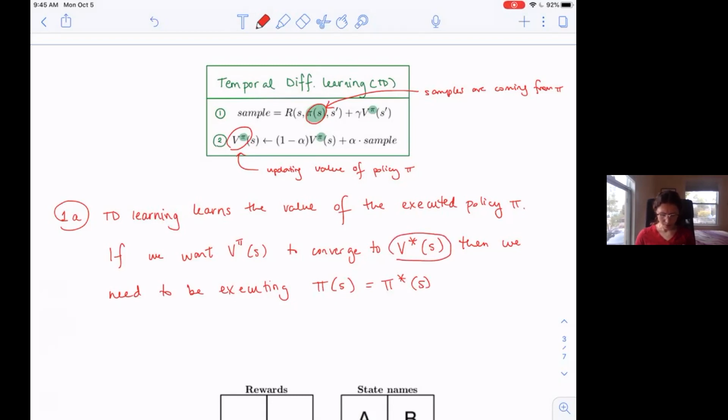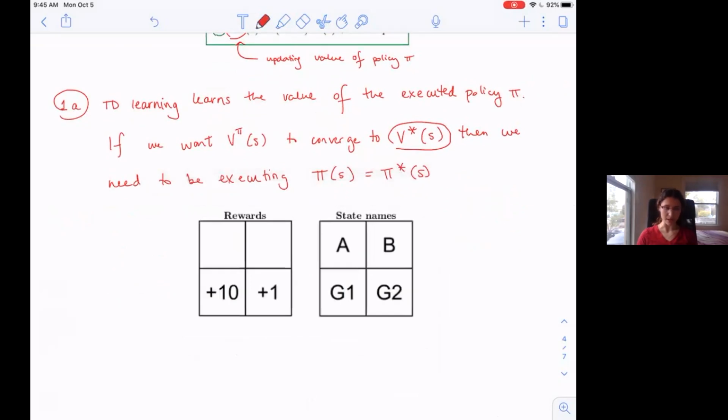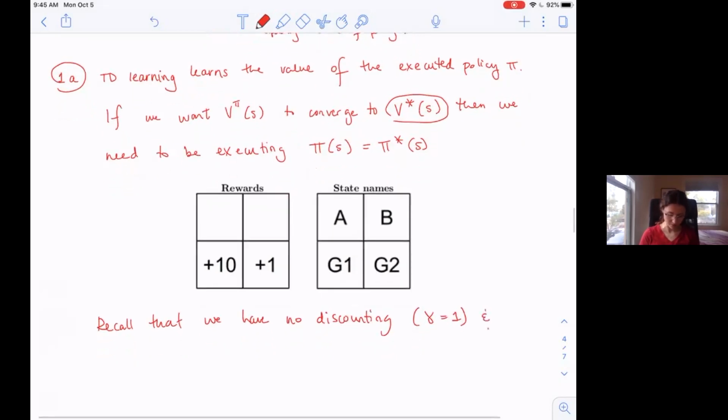Okay, so can we figure out what the optimal policy is in this deterministic MDP we've been given? So I copied over here our rewards and our states, because we can actually figure out for this simple environment what the optimal policy is by just looking at it. So recall that we have no discounting, so we have gamma equals 1. And our actions are deterministic.